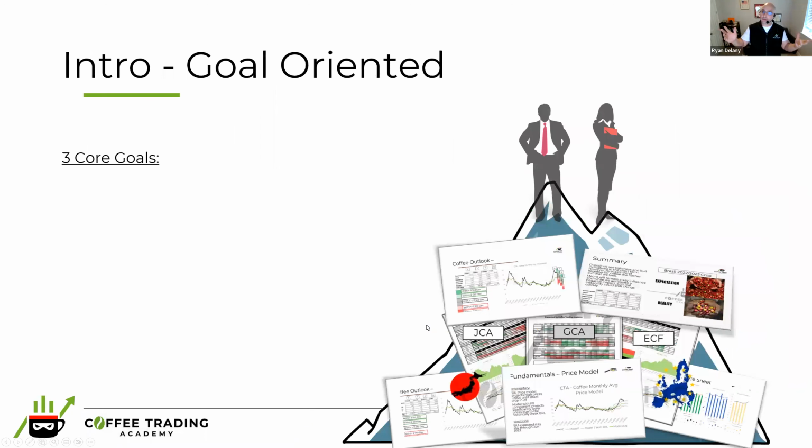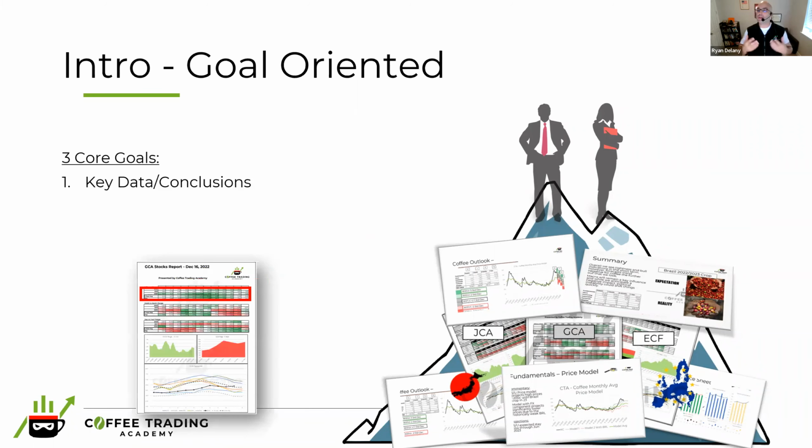All right, so that's who you are, and that's good. And I'm glad you're here for general coffee knowledge, because that is what we're going to deliver, as well as some specifics about the reports. So we want to be goal-oriented when we consume our reports. We're going to have 3 core goals whenever we look at a report for the purposes of understanding the coffee market. Number 1 is, what is the key data or conclusions from that report?